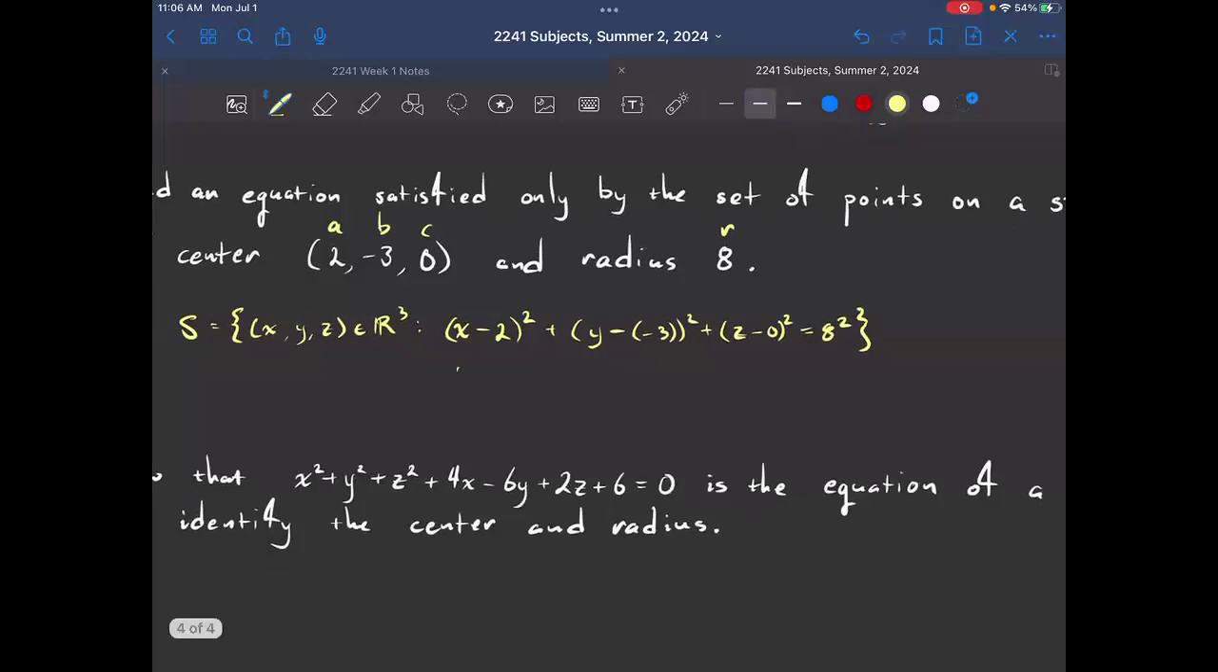Okay, so I can simplify this a little bit if I want. x minus 2 squared plus y plus 3 squared plus z squared equals 64. And that is the equation of our sphere S.